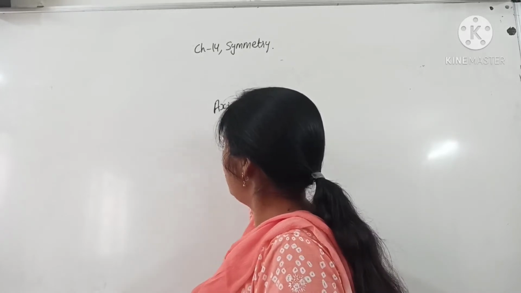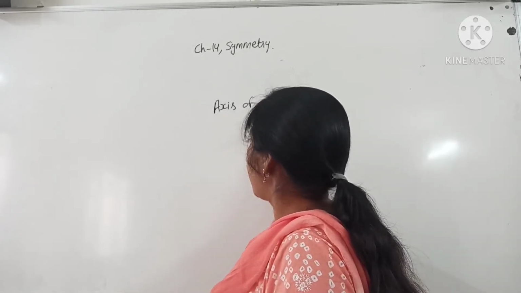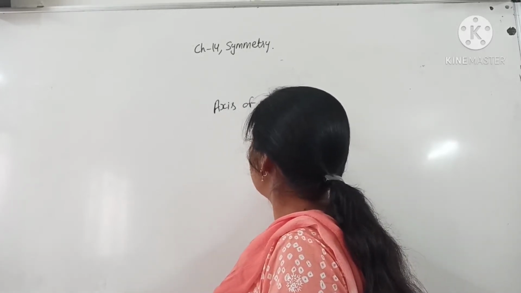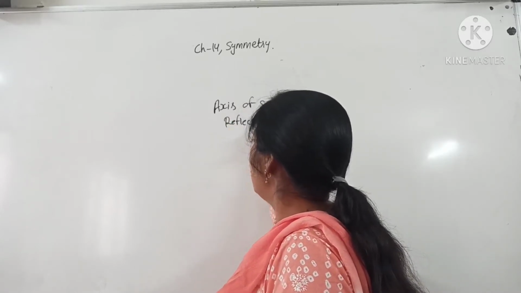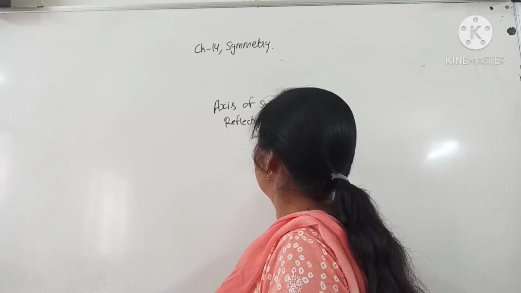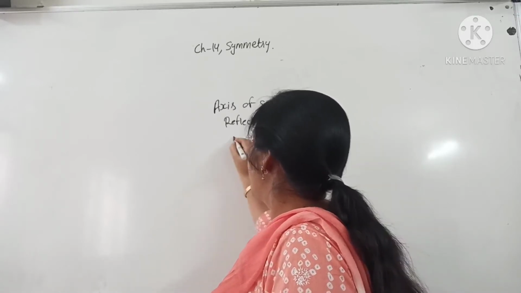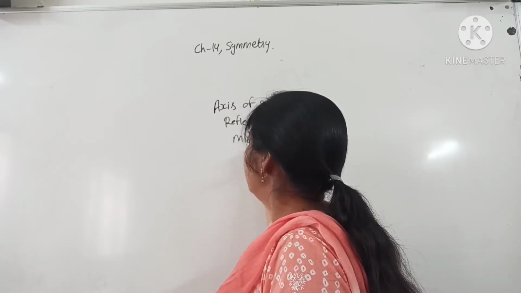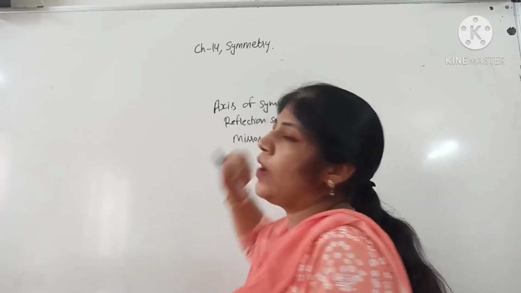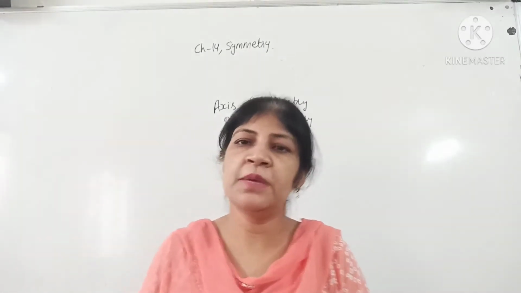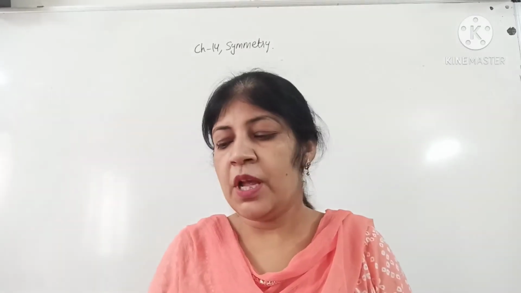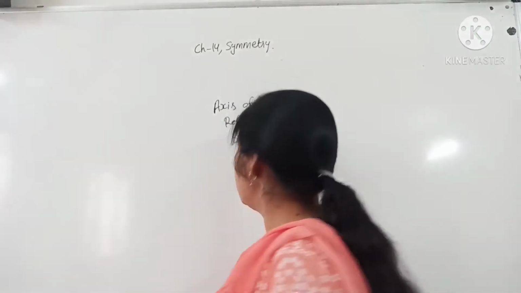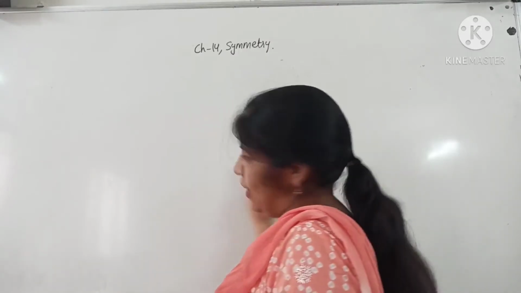Axis of symmetry, reflection symmetry, mirror line and line of symmetry. These are all same. Clear? Now we are going to start the symmetry in alphabets.